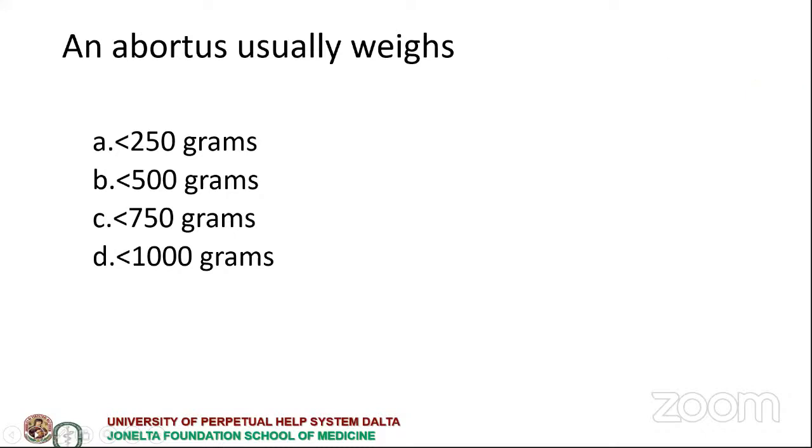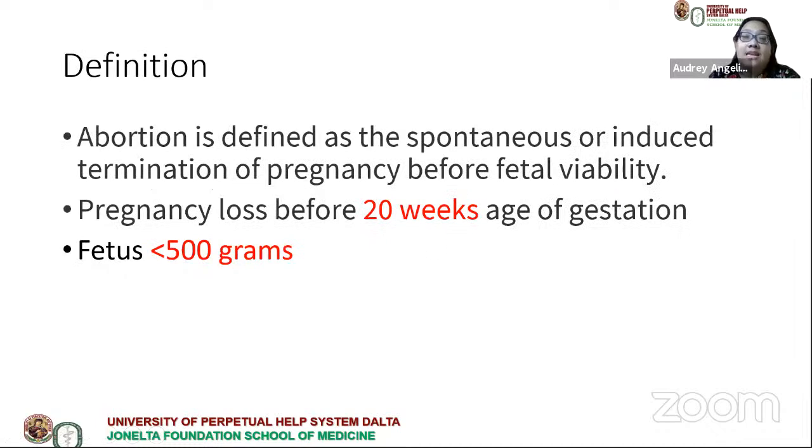Doc, less than 20 weeks po ba? Less than 20 weeks. Okay. Sometimes it will depend on the age of viability. So it is 20 weeks or less than 500 grams. And it is either spontaneous or induced, whatever the mechanism, termination of pregnancy before fetal viability. So those are your definition questions. Of course, there are a lot of ways definition questions are asked, but you should be safe if you know this definition.